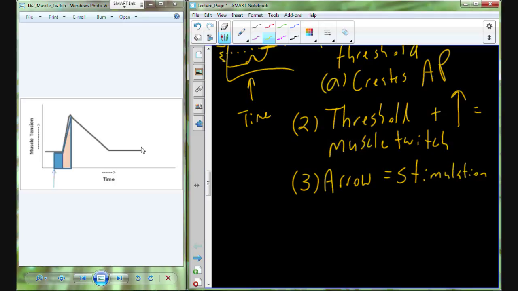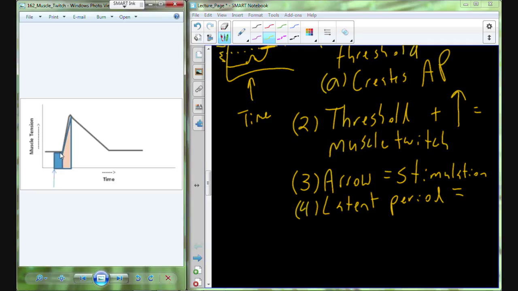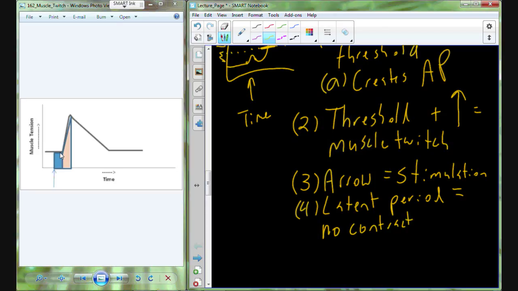So in this figure, the arrow is our point of stimulation. That first little window of time, the blue box in this figure, is going to be called the latent period. In that latent period, you can see that there is no apparent change in muscle tension or force production. So we have no contraction that occurs. What's actually happening is we have some internal tension that is being built up here.